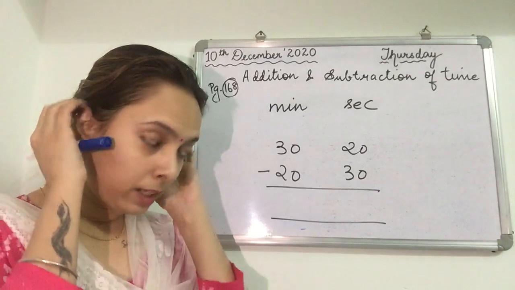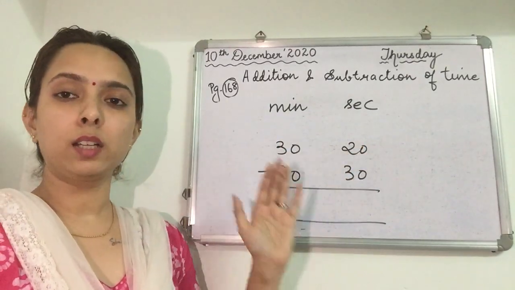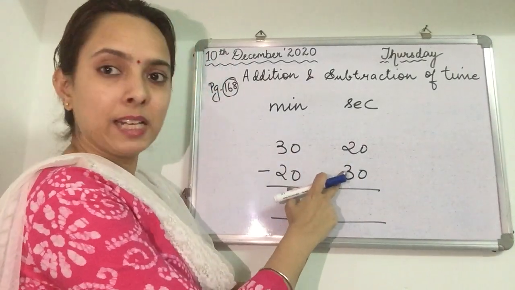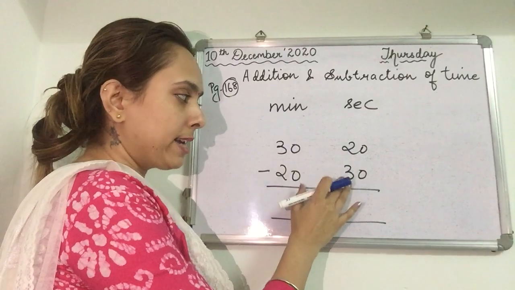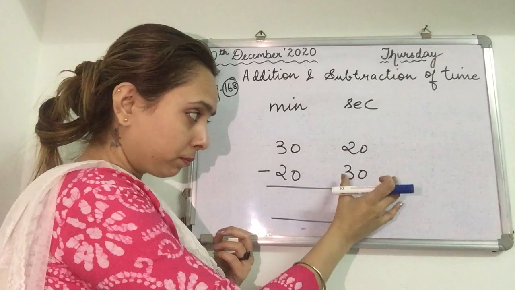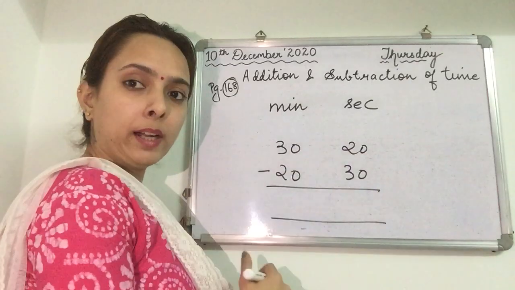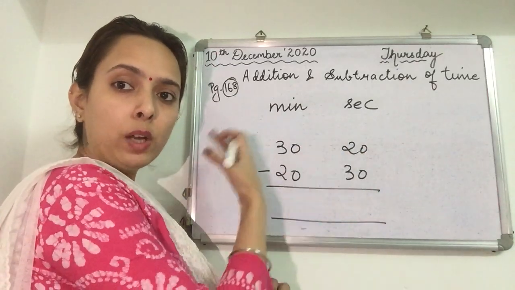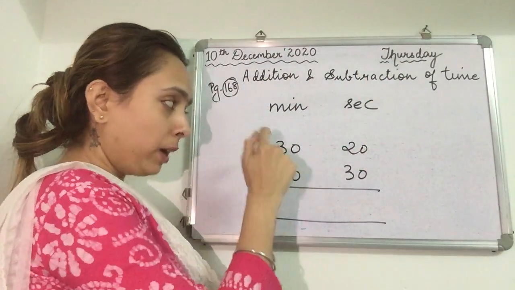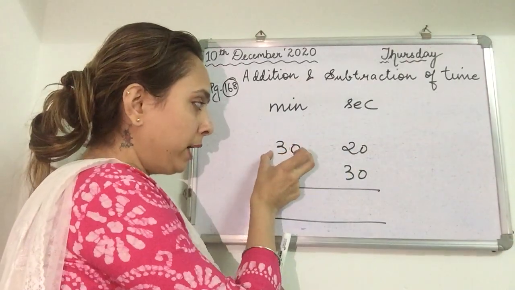Here, very important thing. I hope the addition is clear. Now subtraction. Again we will start the subtraction from the right side. Here you can see that 20 is lesser than 30. When the upper part is lesser than the lower part, then in that case we have to borrow from the left side. So here how will we borrow? Here it is 20, and here it is 30.